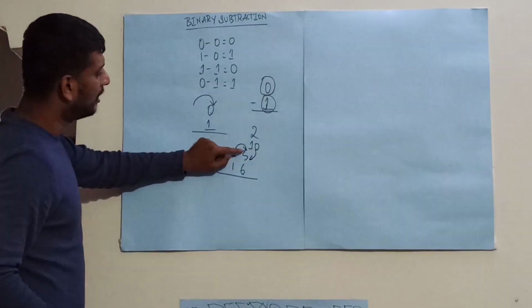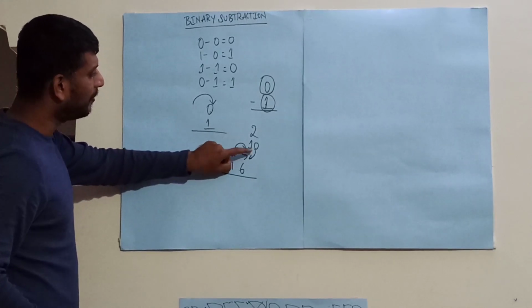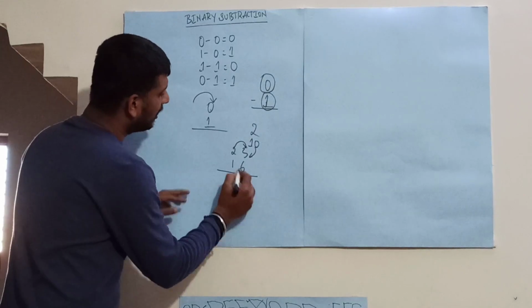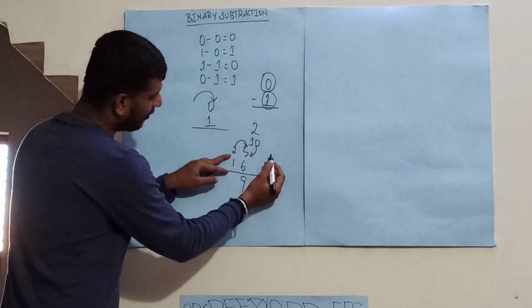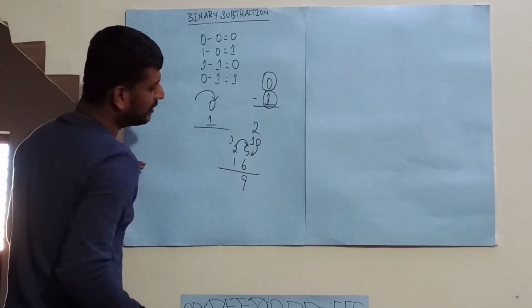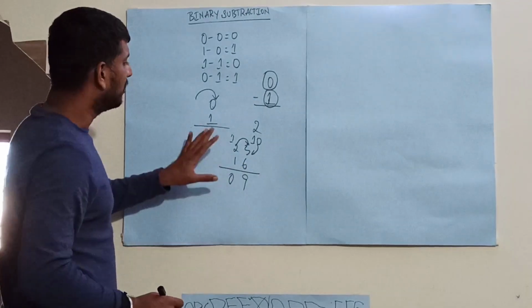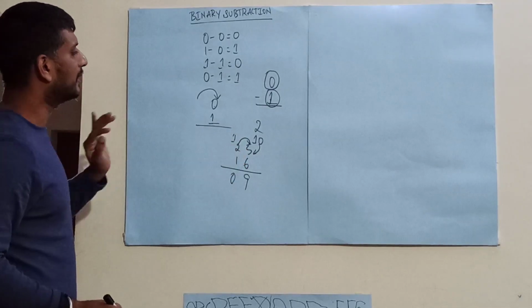5 plus 10 is 15. 15 minus 6 is 9. Here you have already given one value, so this value becomes 1. 1 minus 1 is 0. This is how ordinary decimal subtraction takes place.